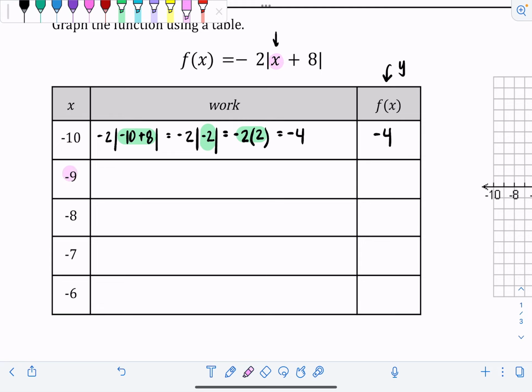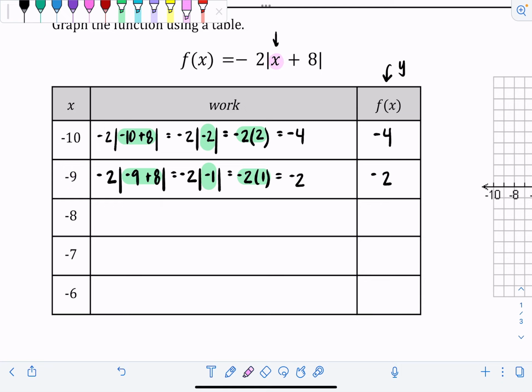Okay, the next x value is -9. We're going to repeat that same process, just put -9 in for x, so it'll be -2 times the absolute value of -9 plus 8. We'll add inside the absolute value bars first, so it'll be -2 times the absolute value of -1, since -9 plus 8 is -1. Then we'll take the absolute value next. So this will become -2 times, and the absolute value of -1 will turn into a +1, so we have -2 times +1. Now we can go ahead and multiply, and that would be -2. So we have a -2 over here now. And then keep going down the line.